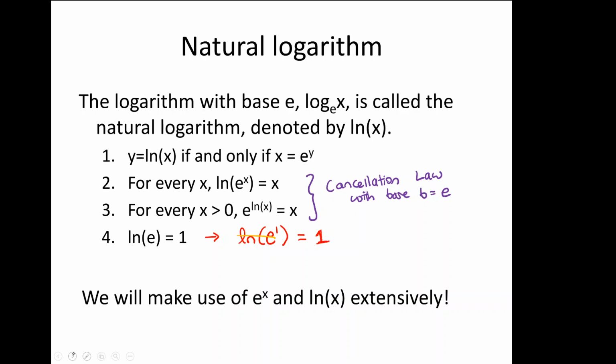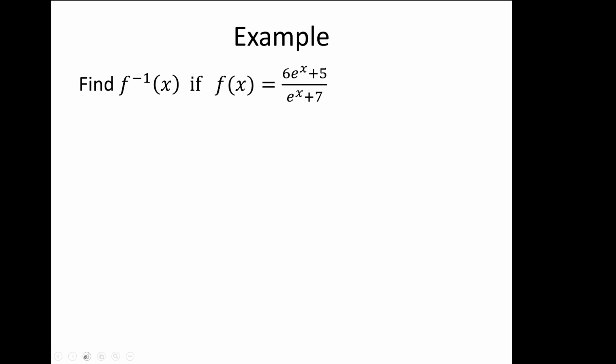We'll do some other bases, but it's mostly base e stuff. Okay, and an example of constructing an inverse function that's a little bit more complicated. You can go back into Desmos and graph this function, 6 times e to the x plus 5, all divided by e to the x plus 7, and confirm that it's 1 to 1. It is. It passes the horizontal line test, and since it does, we can construct the inverse.